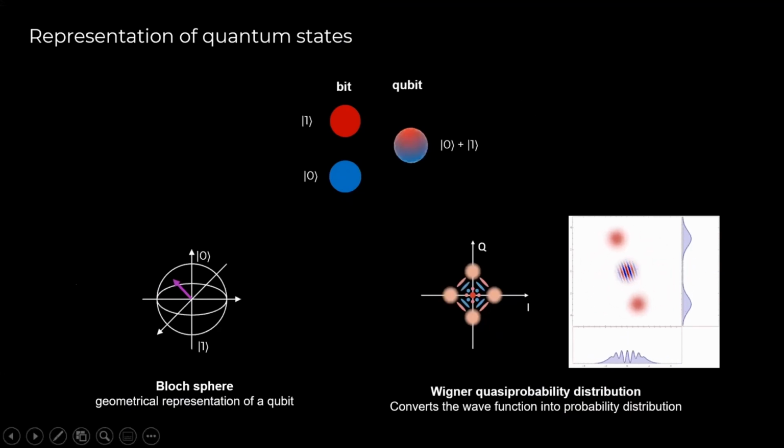So I think we more or less know all about quantum states, but I want to show how to represent them. You know that a classical bit can be 0 or 1, and a quantum bit is of course a combination of both. You have multiple ways to represent it. You can use the Bloch sphere, with the polar angle, or you can do the Wigner distribution, and then you have this plot.